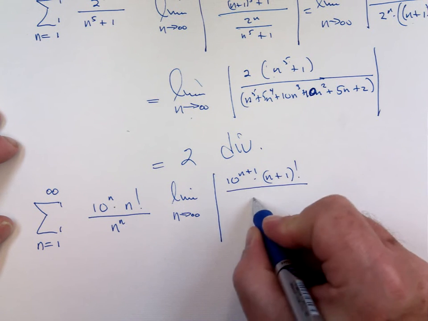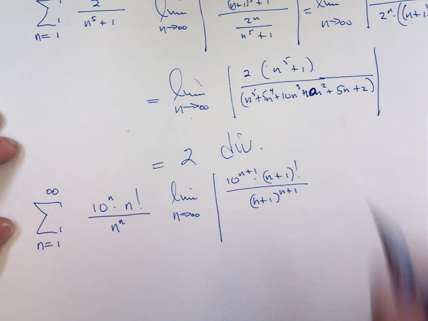The n plus first term divided by the nth term.